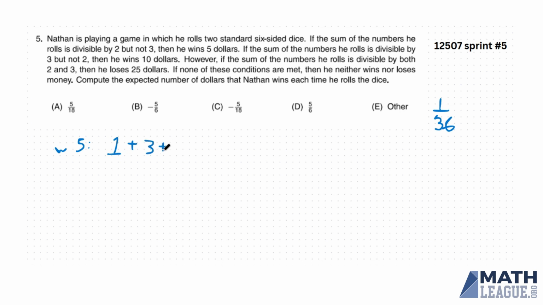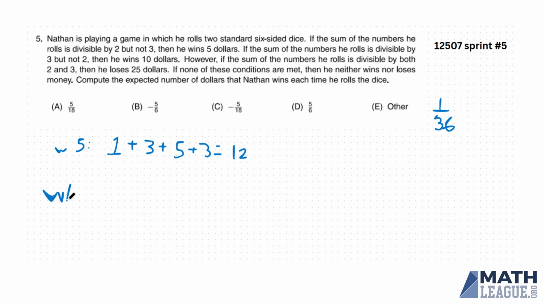He can roll an 8 if he rolls anything between 2 and 6 and 2, which he can do in 5 total ways. And he rolls a 10 in the case where he rolls a 5 and a 5, a 6 and a 4, or a 4 and a 6, so 3 ways, for a total of 12 ways for Nathan to win $5.